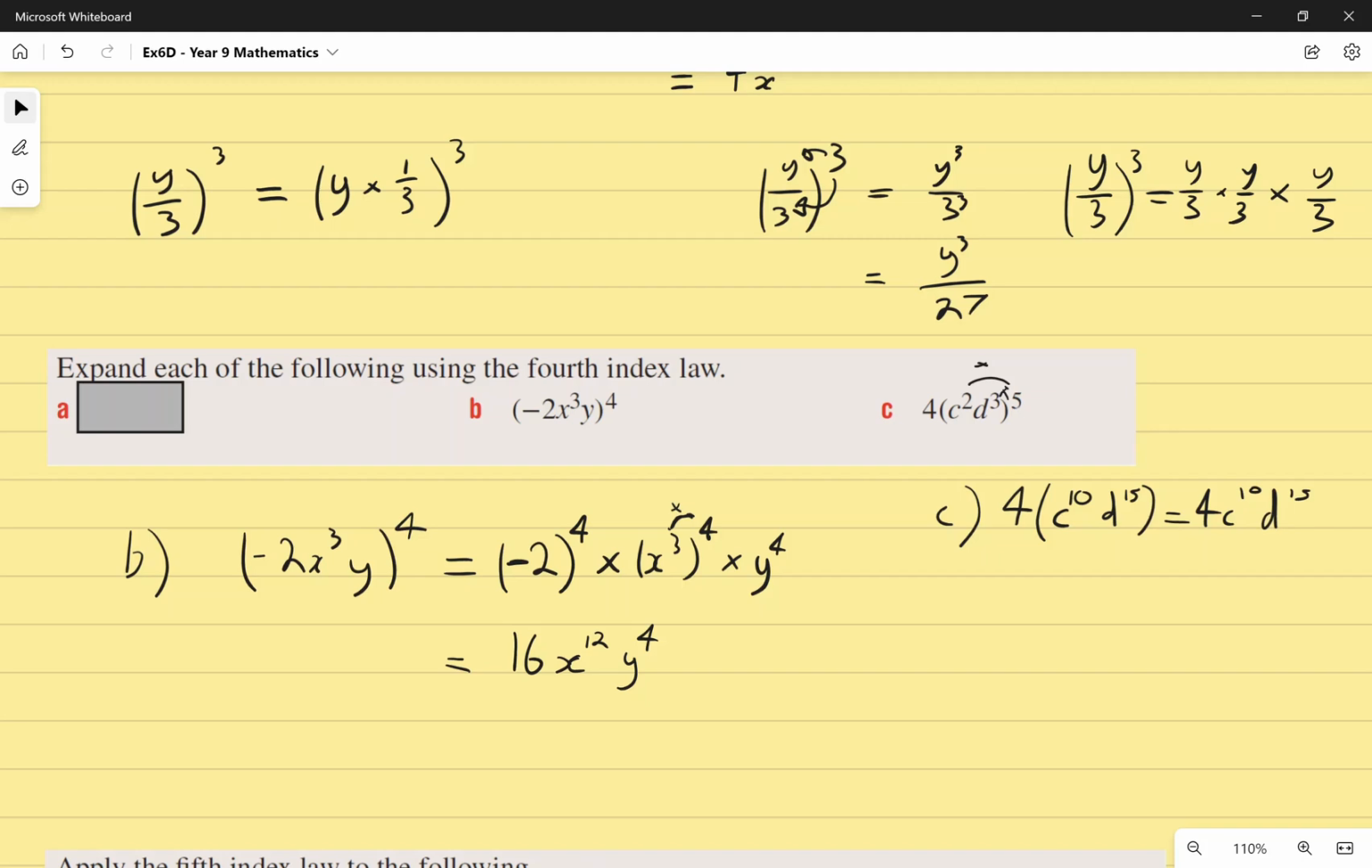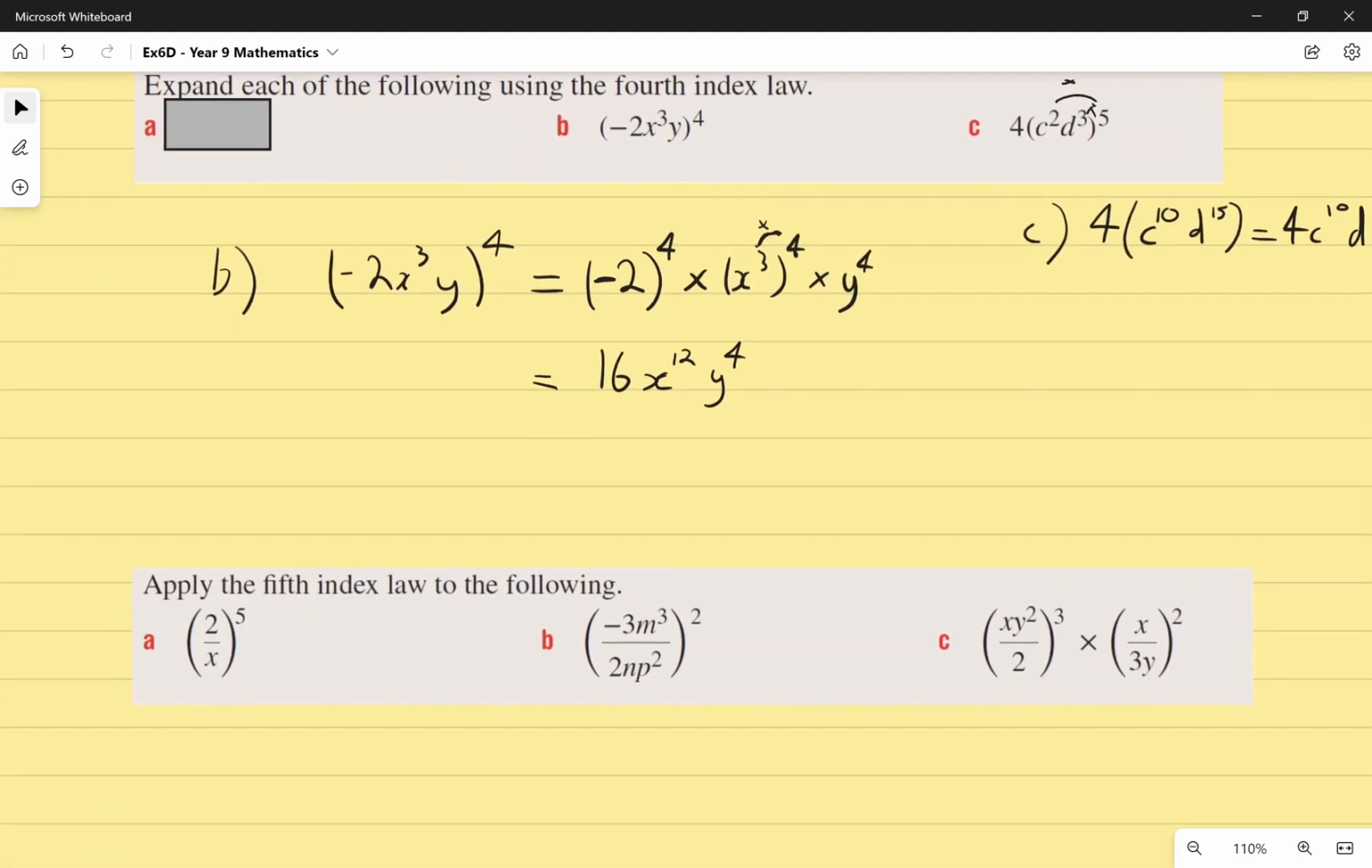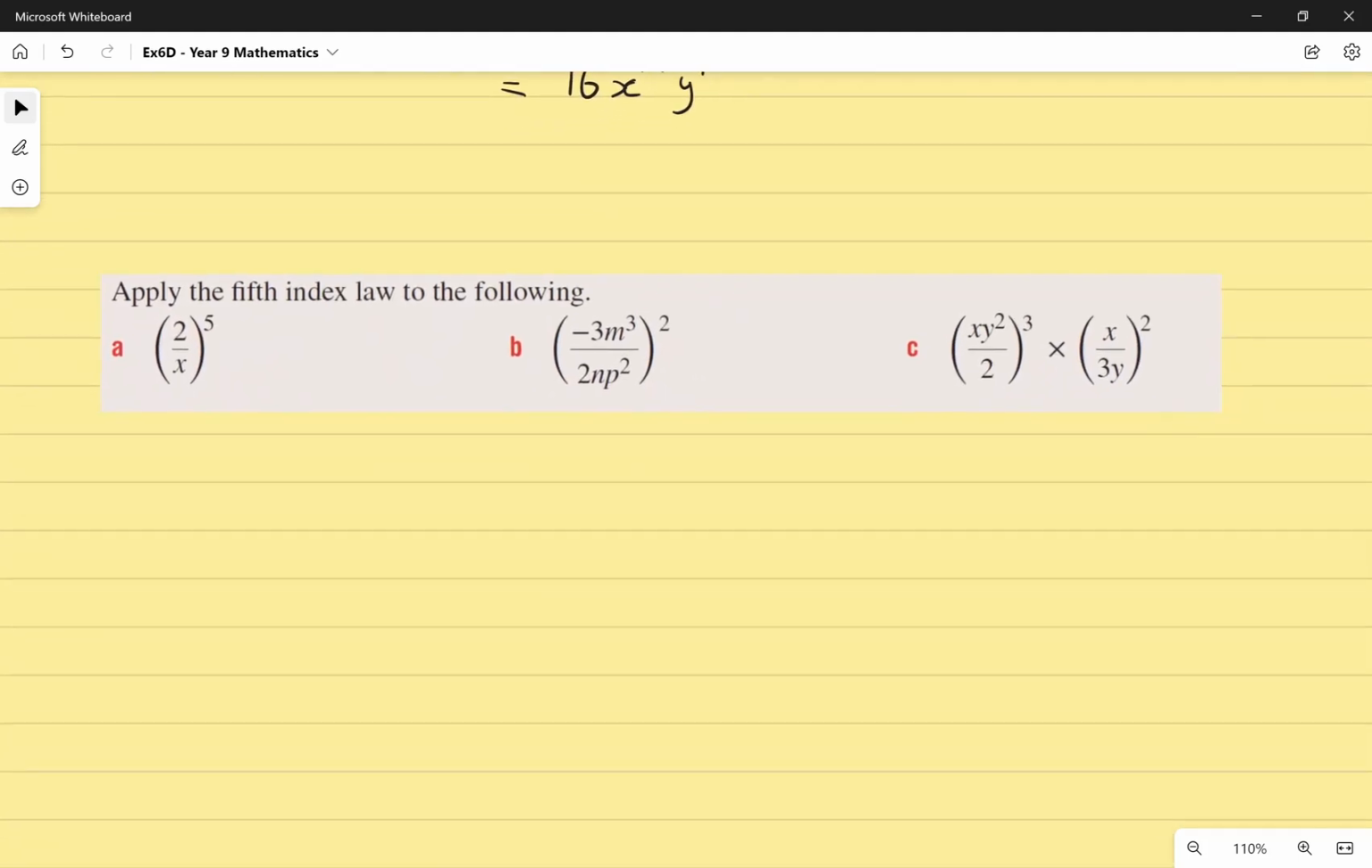Do we have any questions about that so far? No? Fantastic. Okay. Well, let's just look at the fifth index law.